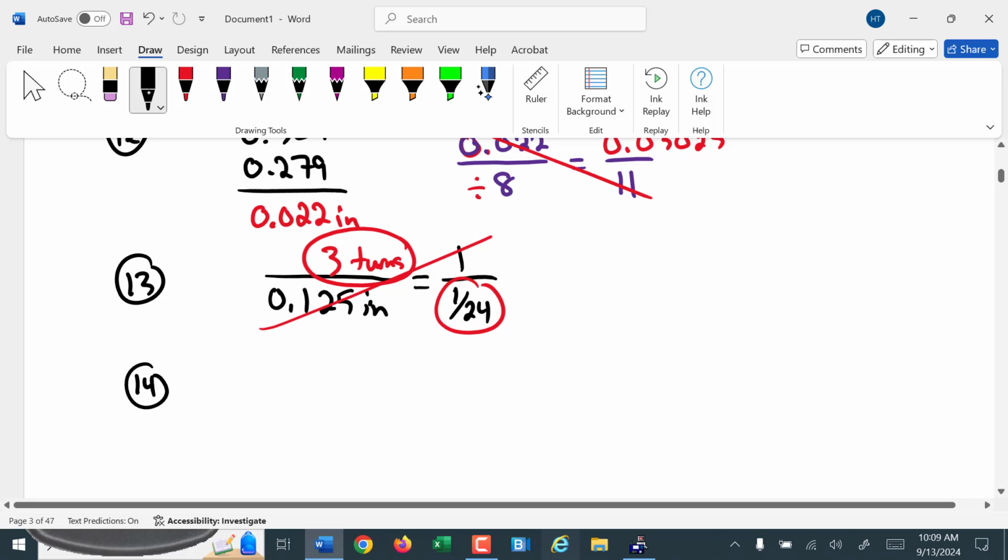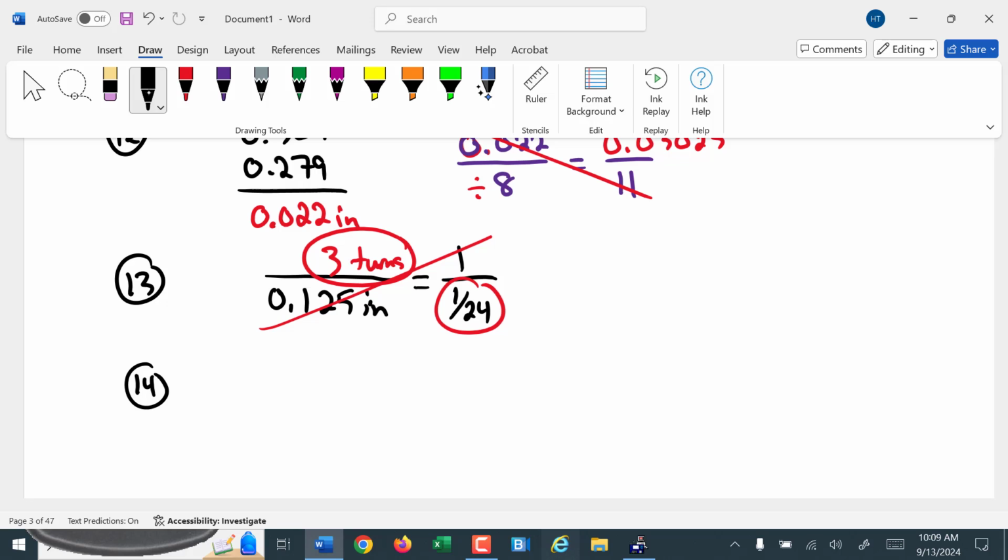Number 14. What's that? If you just do the point, oh, that does work in this one, but that won't work always. Got 8. Sure. Multiplied it out.